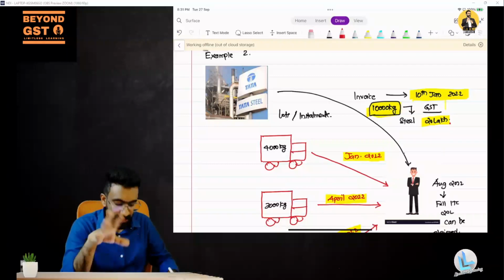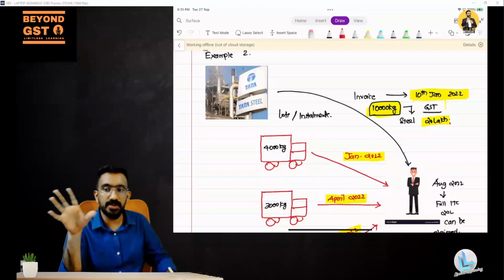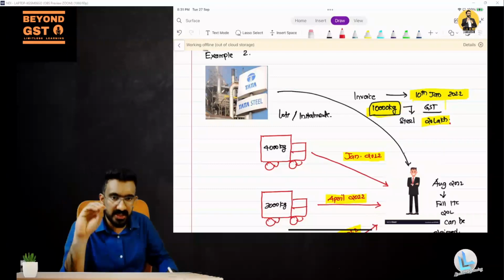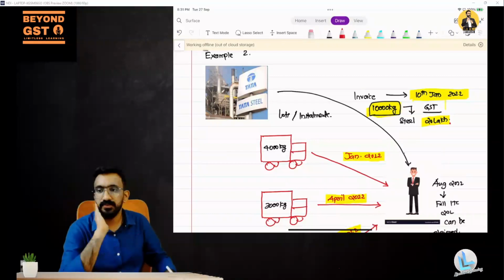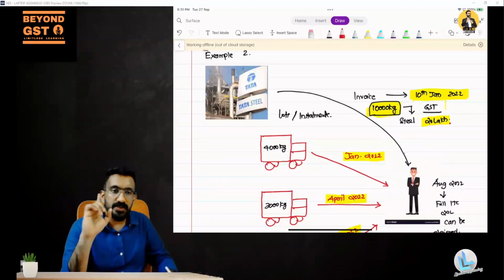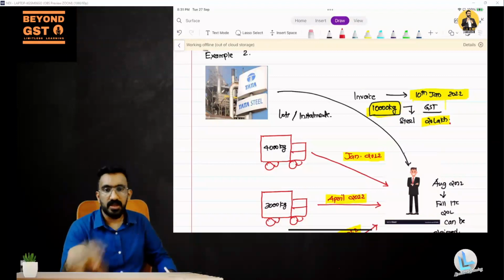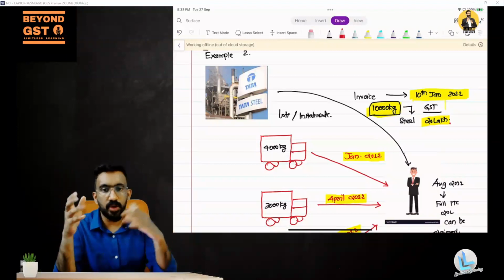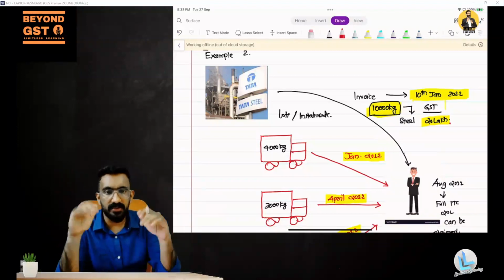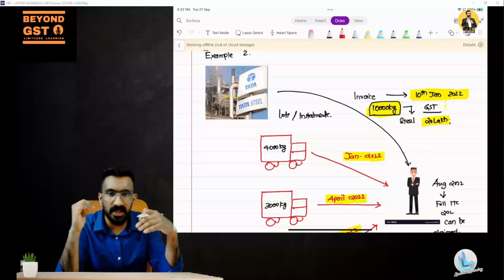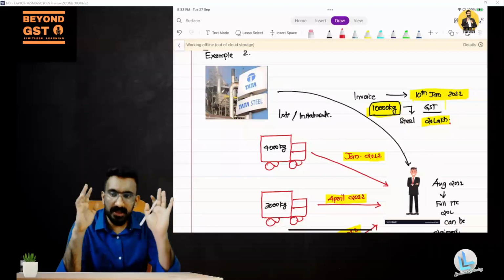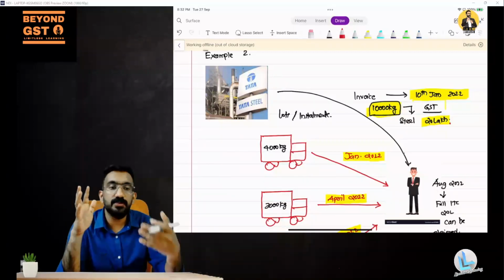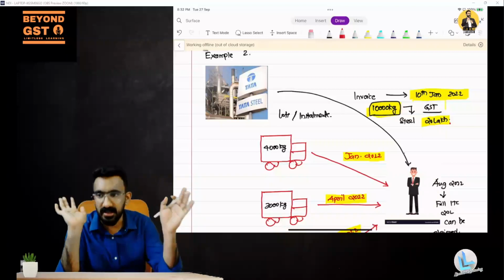Can he take it in January? The understanding is that goods should be received. He received partially in January, partially in April, and partially in August. So the provision says if the goods are received in lots or installments, can you take partial credit? Like out of the total 10,000, 4,000 is received in January itself. So 40% credit in January, can you take? No. You can take the credit only upon receipt of the last lot or installment.